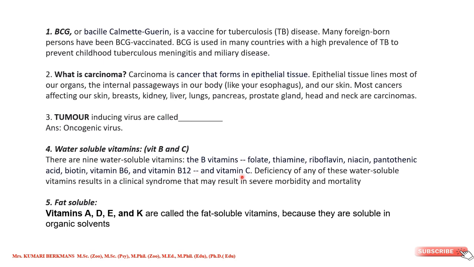The next one is vitamin C. So vitamin B and vitamin C are water soluble vitamins; they are soluble only in water. Deficiency of any of these water soluble vitamins results in a clinical syndrome that may result in severe morbidity and mortality. Next, fat soluble vitamins are A, D, E, K. Apart from B and C, the rest are called fat soluble; they are soluble only in fat.